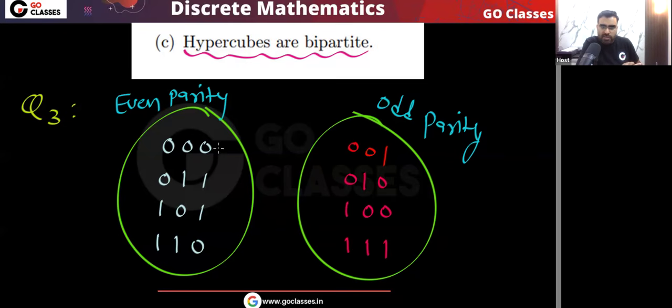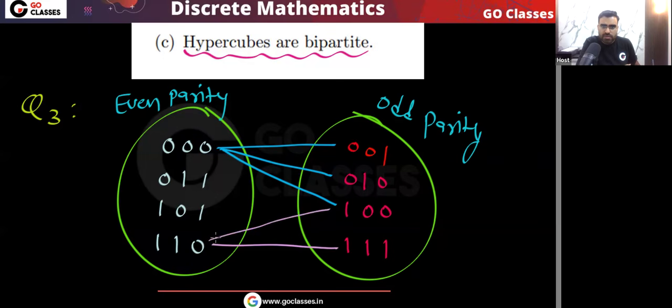For example, this will be adjacent to this one and this one. Okay, is this clear? For example, you can easily see that this will be adjacent to this one, this one, and this one. Okay, I hope you understood the point. Easily you can see that this is the bipartition of Q3.